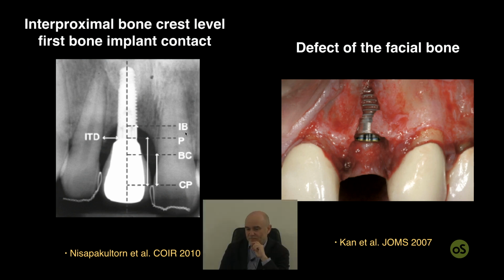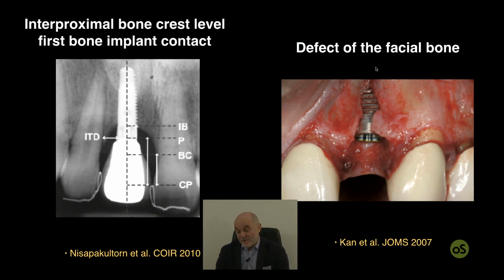Regarding the interproximal bone crest at the adjacent tooth, obviously it's something that gives support to the papilla area, gives support to the soft tissue, and so this is also a critical factor for gingival recession to form at the buccal aspect.